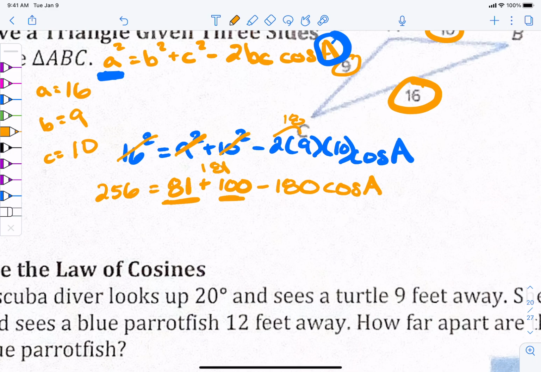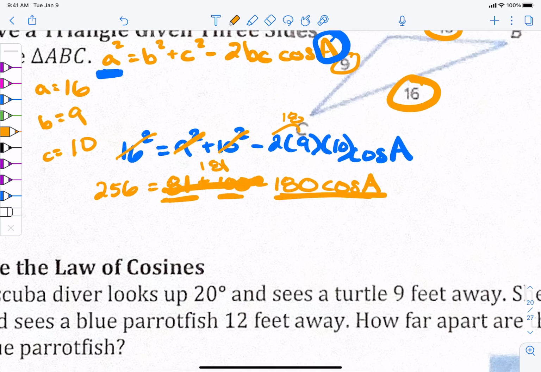And then I have people all the time that will take 181 and they'll subtract 180. But that is incorrect. Why can you not subtract that 180? Because that's connected to the cosine. This 180 is connected to the cosine. So I just have 256 equals 181 minus 180 cosine of A.